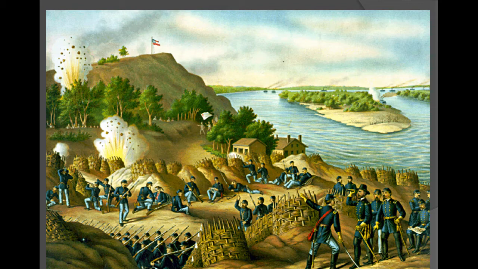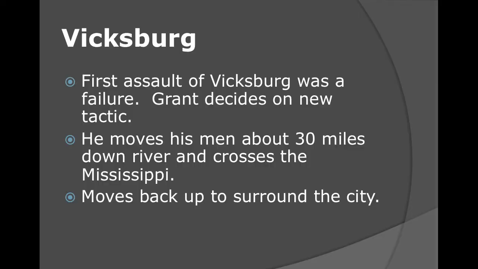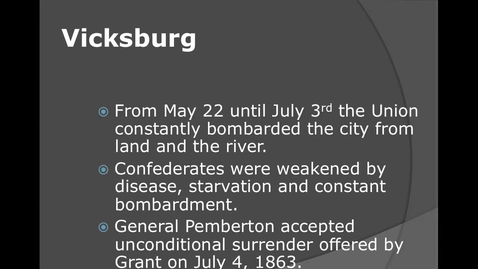So Vicksburg was a very important city. The first assault on Vicksburg was a failure, so Grant decides on a new tactic. He moves his men about 30 miles downriver, crosses the Mississippi, and he's going to come up against the city on the other side. And he's going to move up on the back of Vicksburg and try to surround it.